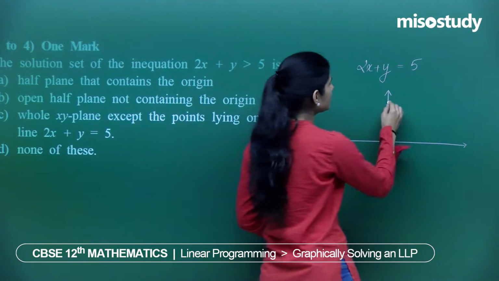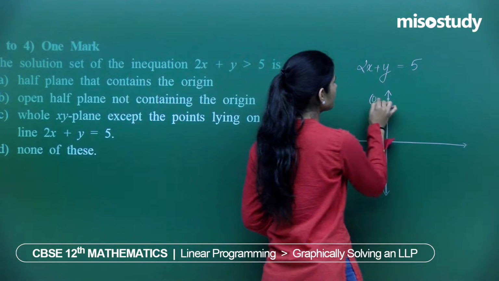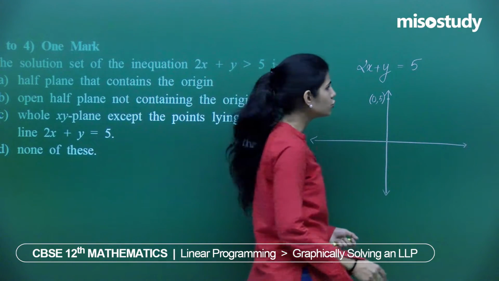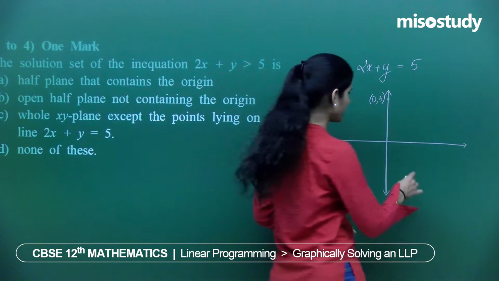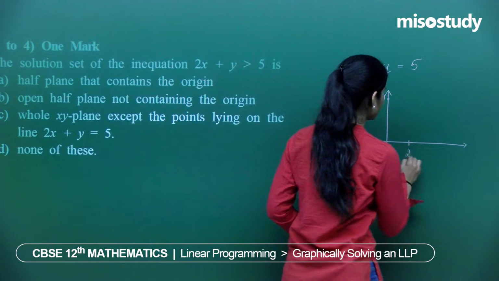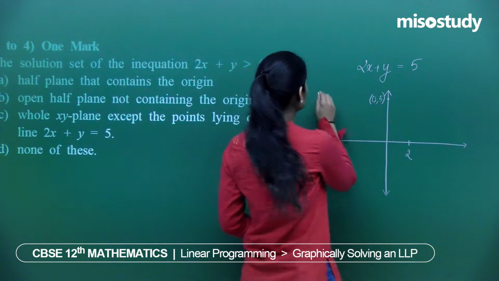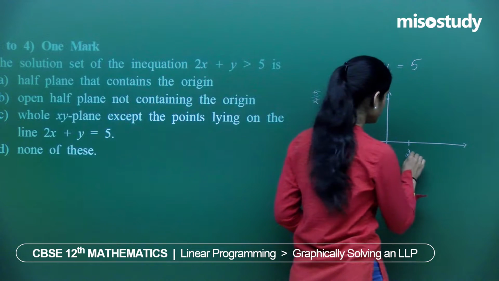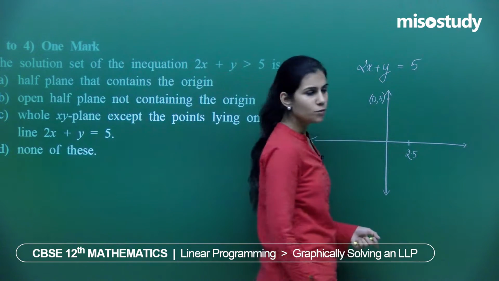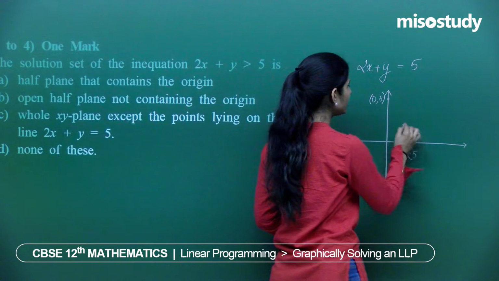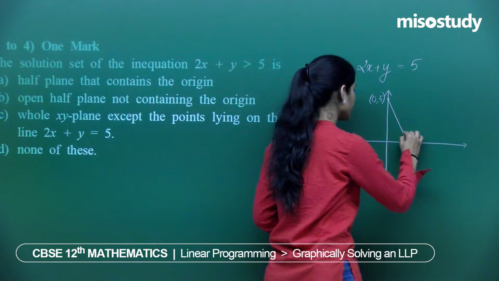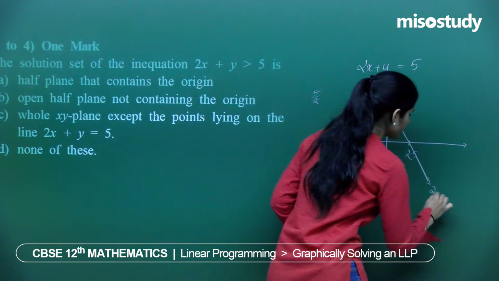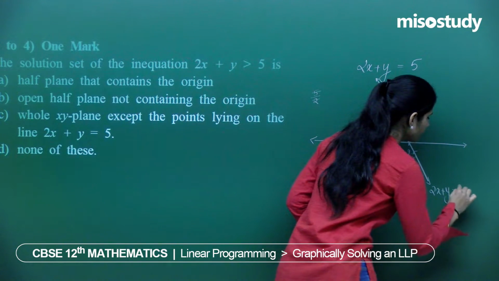When you put x equals 0, y turns out to be 5. So suppose this point is (0, 5). When you put y equals 0, x turns out to be 5 by 2, which is 2 point something. Fine. So when you have 5 by 2, you get 2.5. So in here basically, if this is 2.5, you have this point and this point. When you join and extend, what you get is the straight line 2x plus y equal to 5.